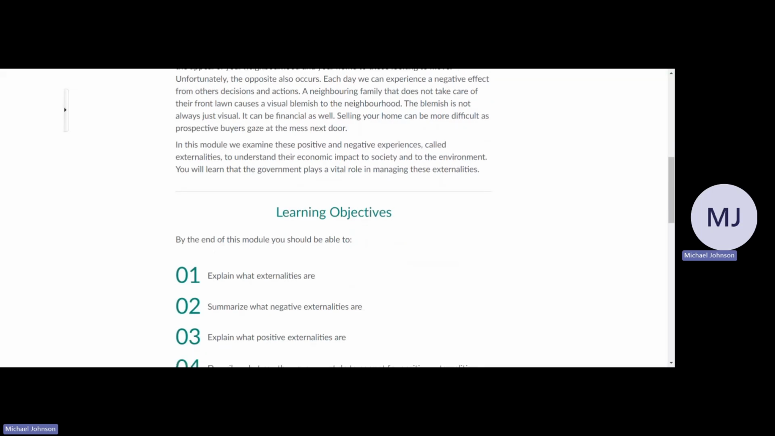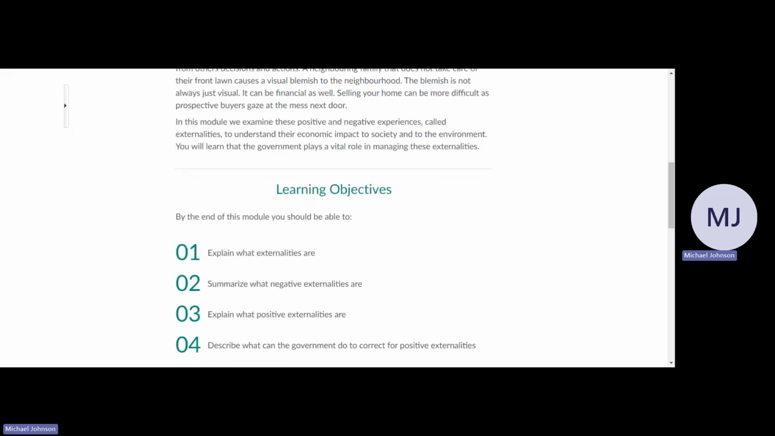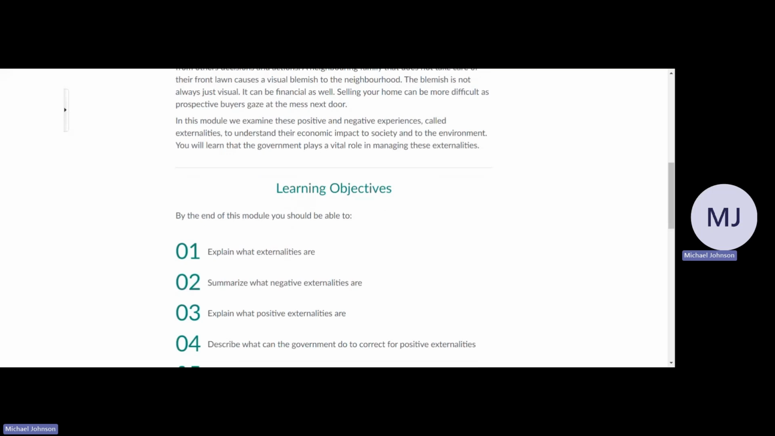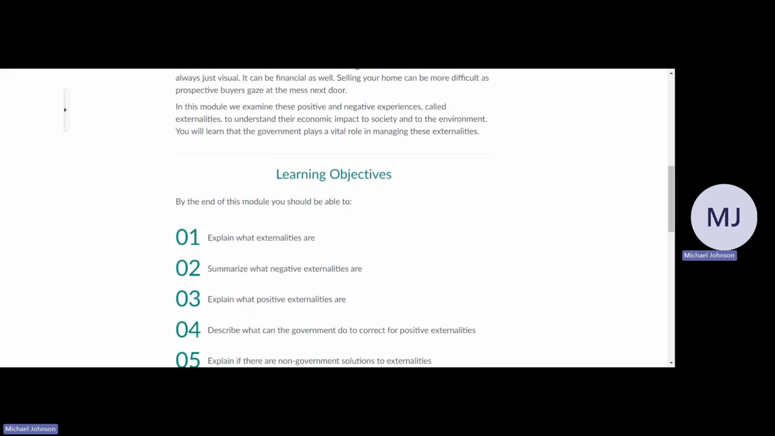A neighboring family that does not take care of their front lawn causes a visual blemish to the neighborhood. The blemish is not always just visual, it can be financial as well. Selling your home can be more difficult as prospective buyers gaze at the mess next door.